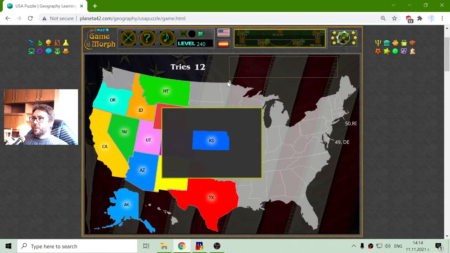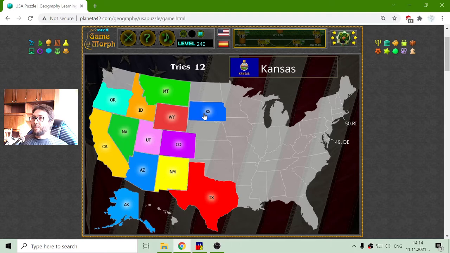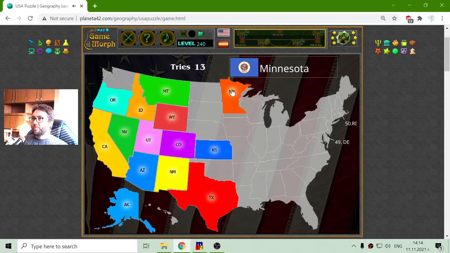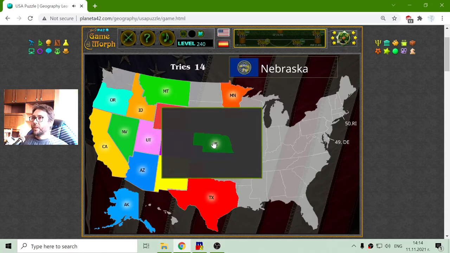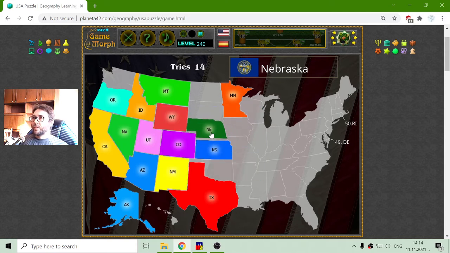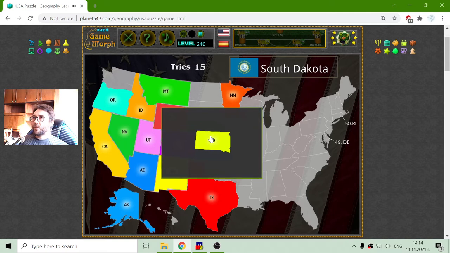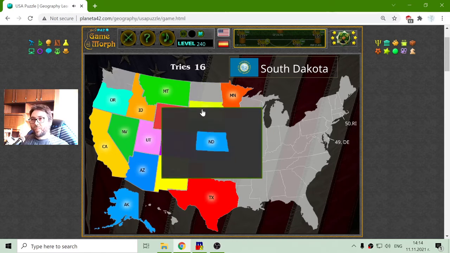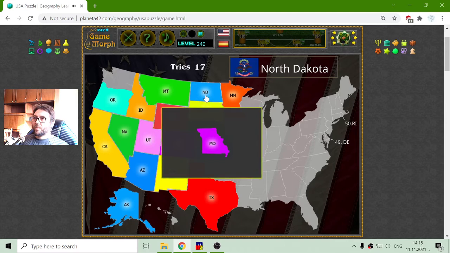Right, Kansas is the next state that I will try to match. Right here, Minnesota, to the north, and Nebraska. Nebraska is somewhere in the middle of the United States. Now here is South Dakota. Well, if there is South Dakota, there should be North Dakota, right? If North Dakota is at the top, South should be at the bottom. There we go. And the next is North Dakota. Logically.